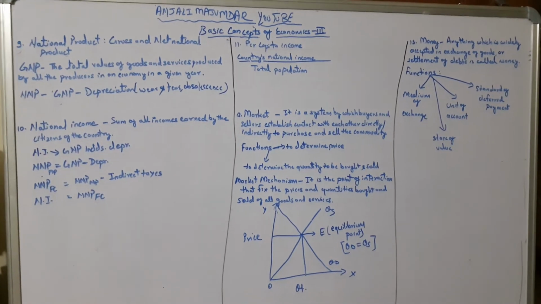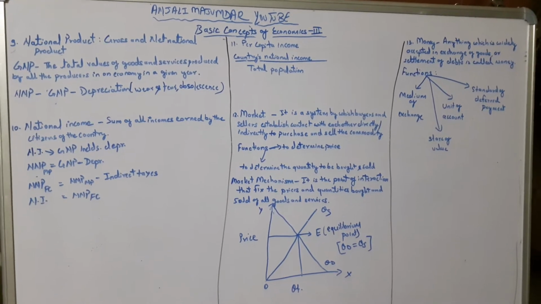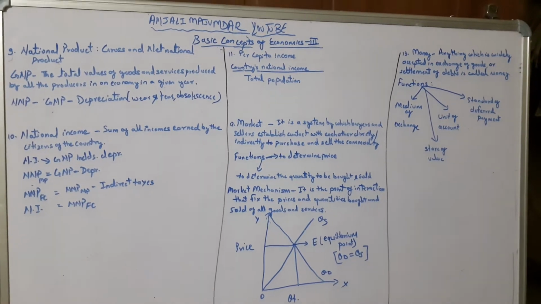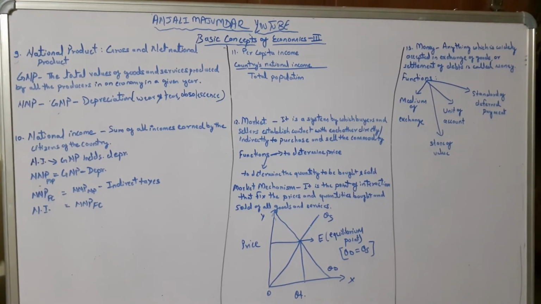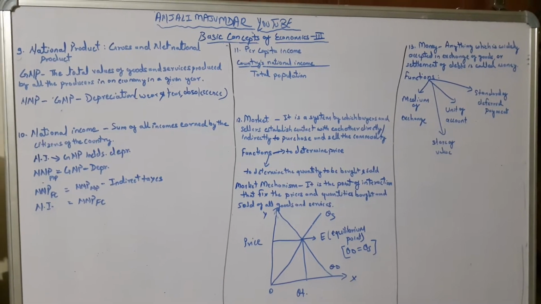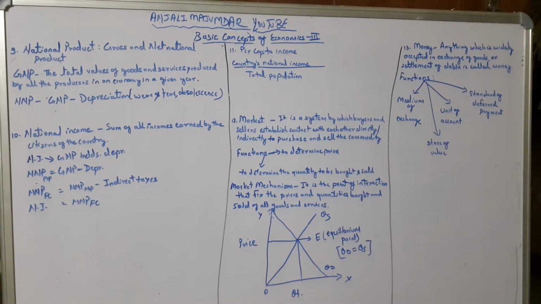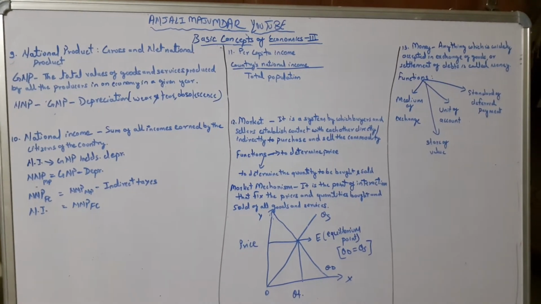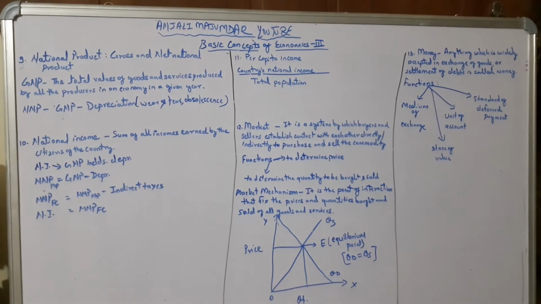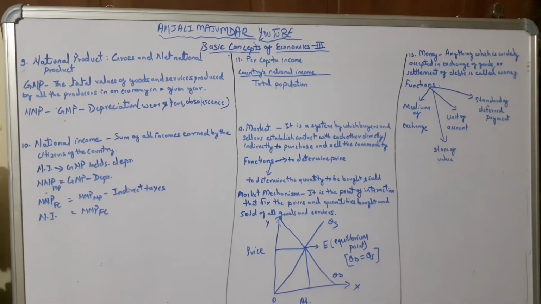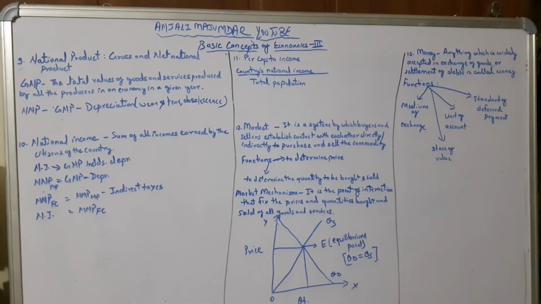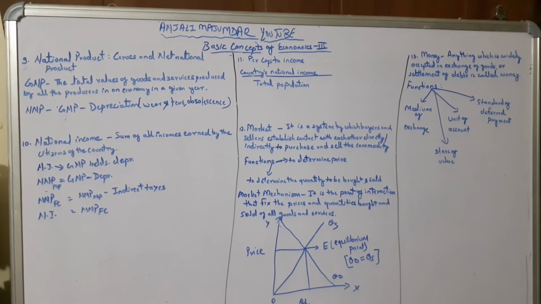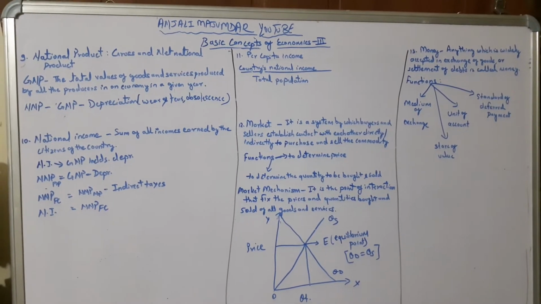So national product. To understand national product, you have to understand what is the gross national product and net national product. National product is the total value of goods and services produced by all the producers in an economy in a given year. Now this given year can be a period of 12 months. You know that 12 months can be divided into two types, like a financial year and a calendar year. Financial year starts from April 1st and ends on 31st March. Likewise, calendar year starts from the 1st January and ends on 31st December.